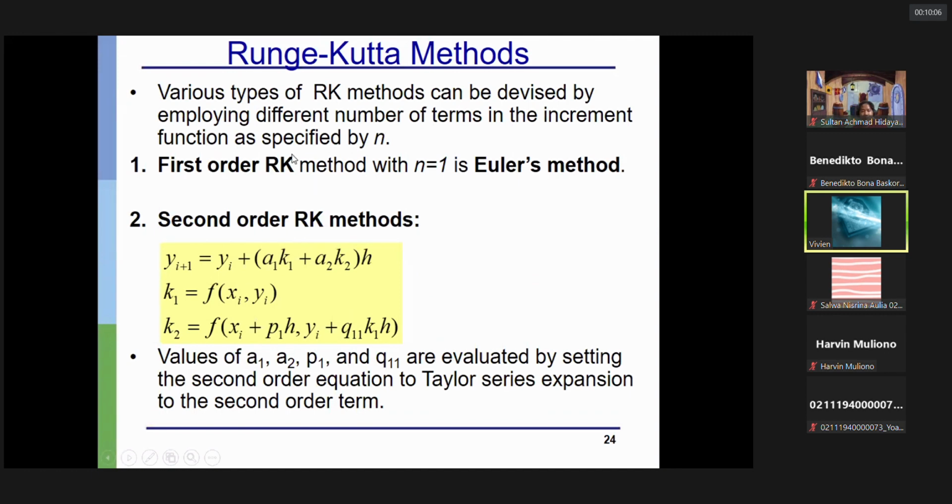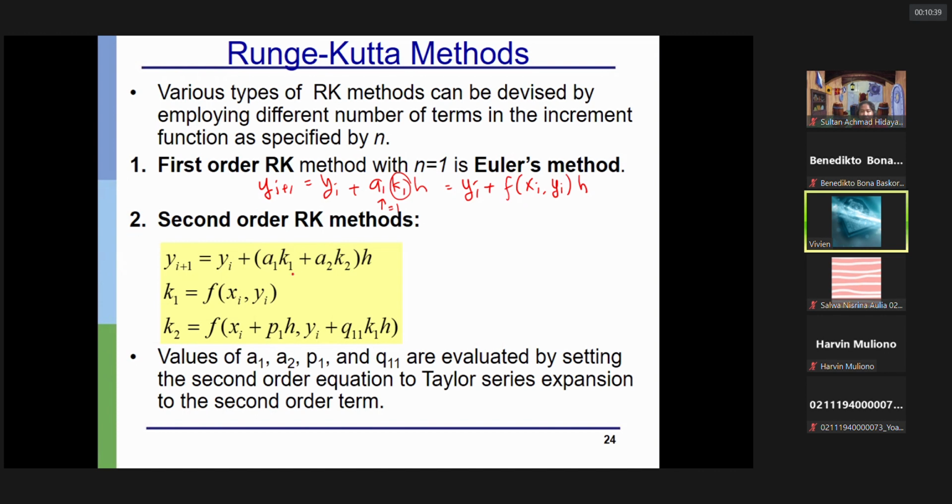If we choose first order Runge-Kutta, with one term only, we have yi plus 1 equals yi plus a1 k1 h. The a1 value here is equal to 1, and the k1 value will be f(xi, yi), so that will be yi plus f(xi, yi) times h, which is Euler's method, as we have done.